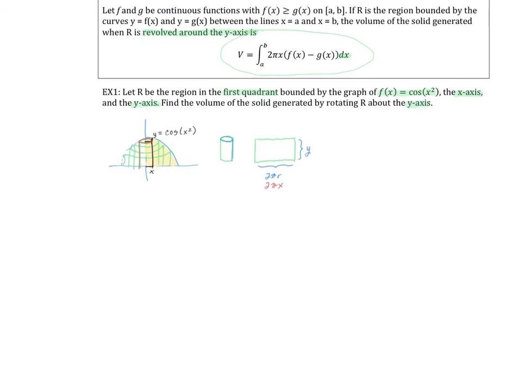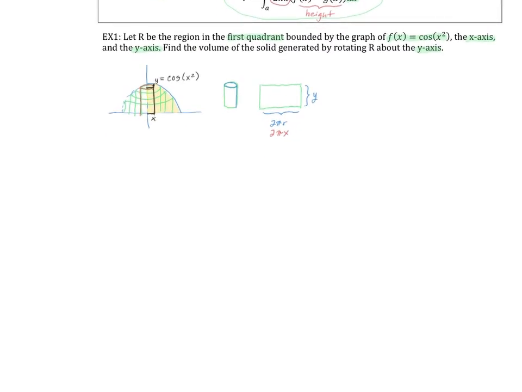So let's compare this to our volume formula. 2 pi x, that's the circumference of our shell, and f of x minus g of x, where f of x is greater than or equal to g of x, this is going to be our height. Okay, so we're just going to add up all these shells. Let's continue on with example 1.